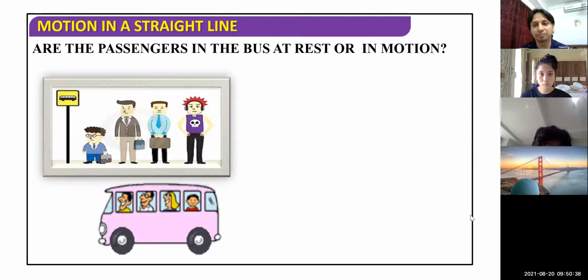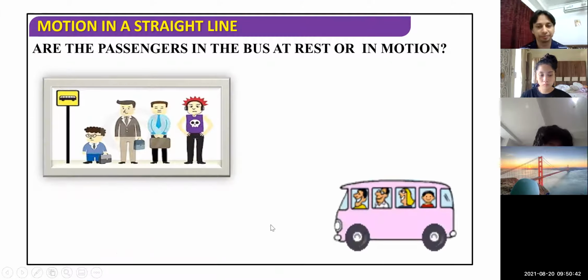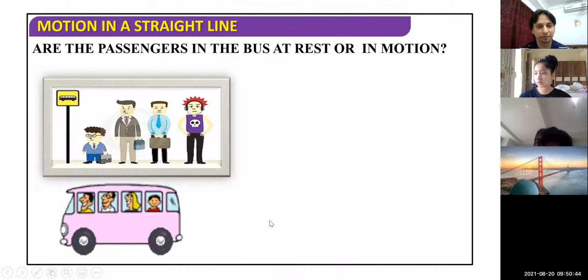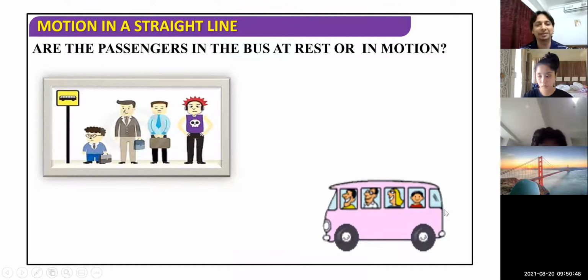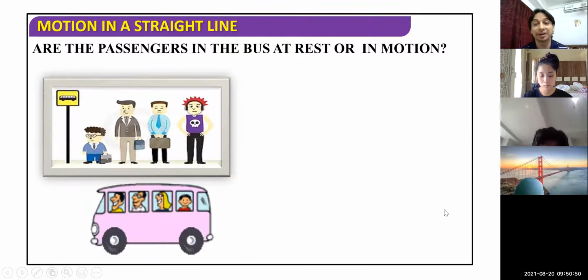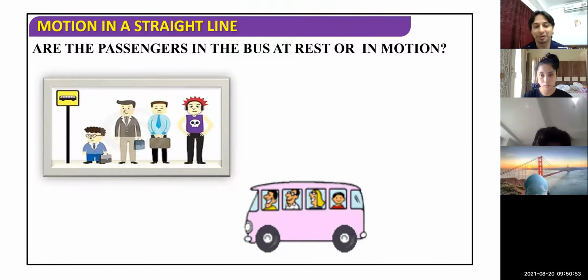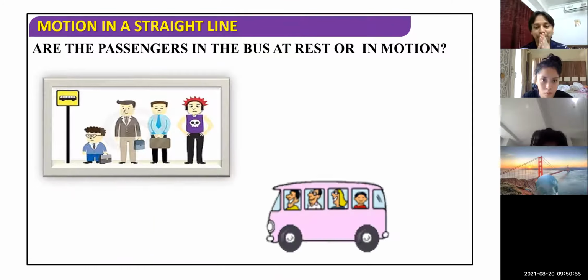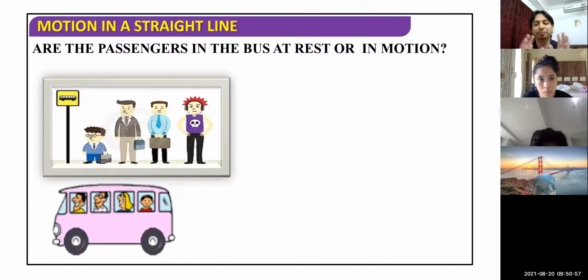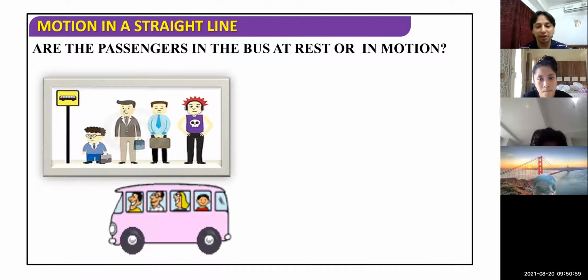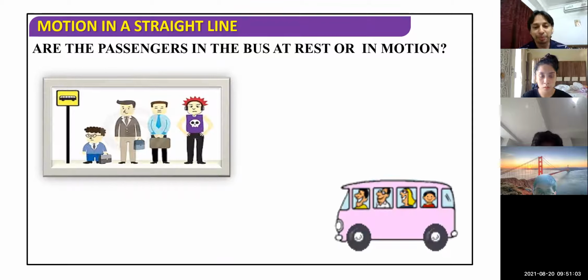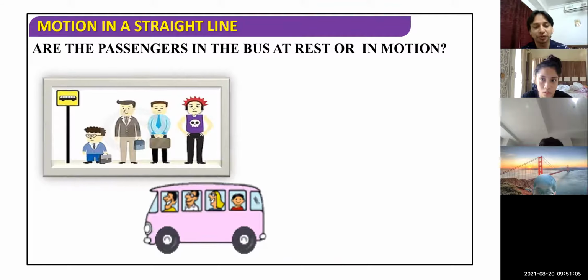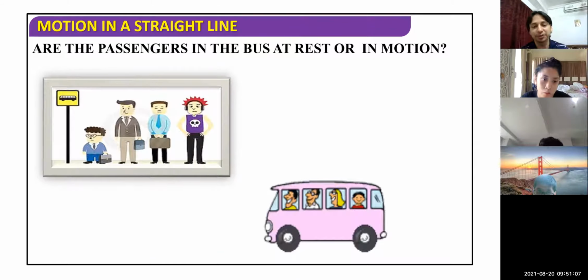Now, children, observe this diagram one more time. What's happening and what is the question? The question is, are the passengers in the bus at rest or in motion? In motion. Okay, I received one answer that they are in motion. Anyone else? Passengers sitting in the bus, are they in motion or at rest?